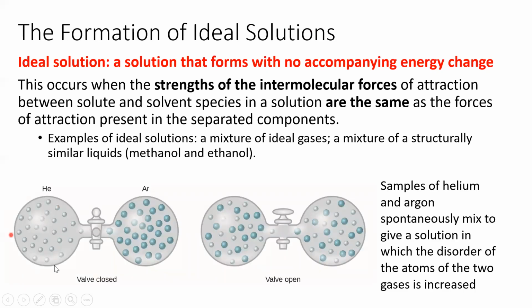Here we've got some helium and some argon in containers separated by a closed valve. If we were to open up the valve, some of the argon will move into the other container and some of the helium will move into this container. Eventually we will have an even distribution of helium and argon, and that process would take place spontaneously.